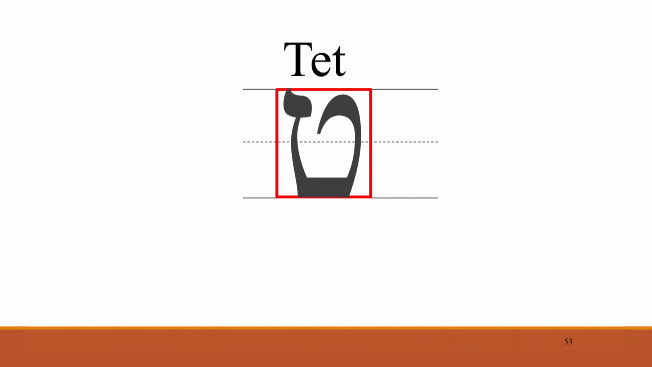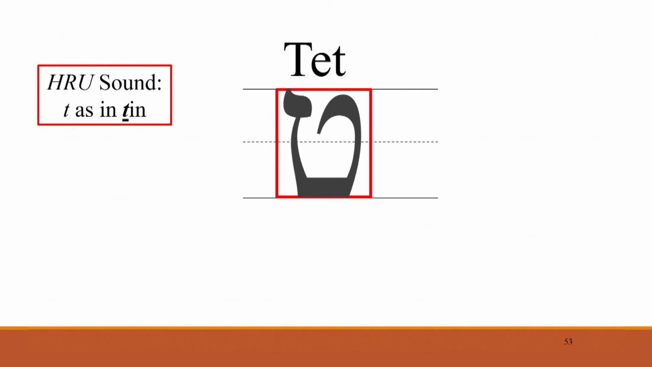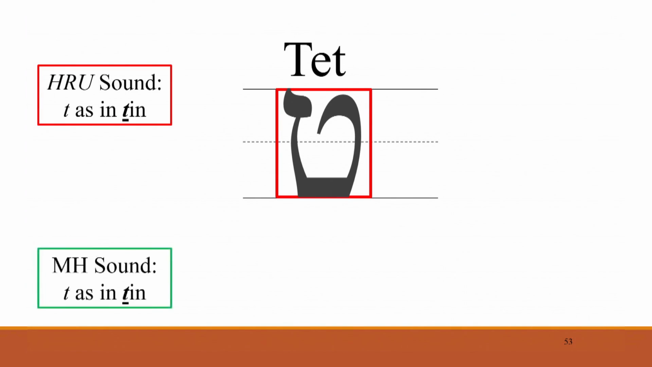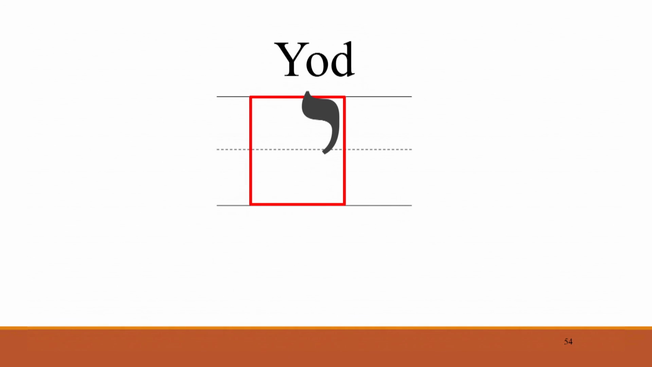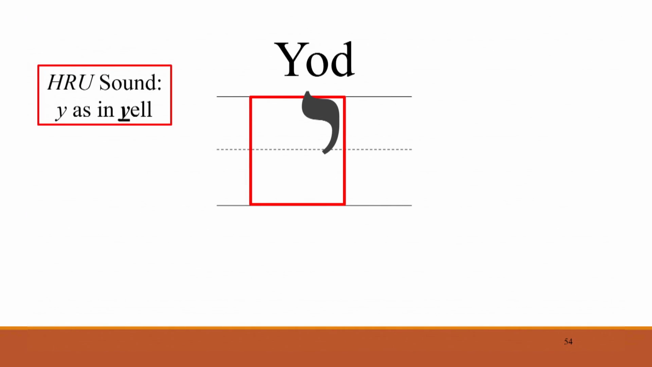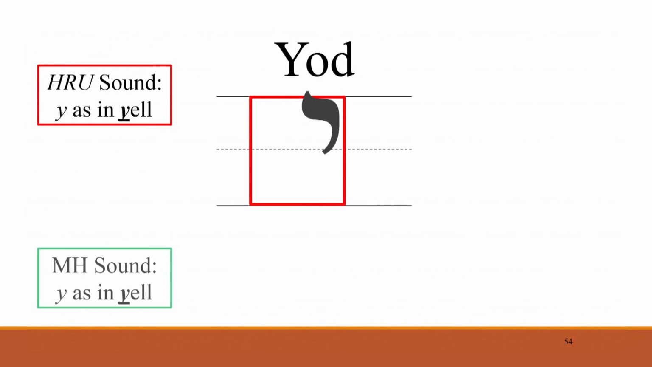Tet. This is the T sound as in ten. And this is true also in modern Hebrew. Yod. This makes the Y sound as in yell. Modern Hebrew is identical. So that's the second group of 5.